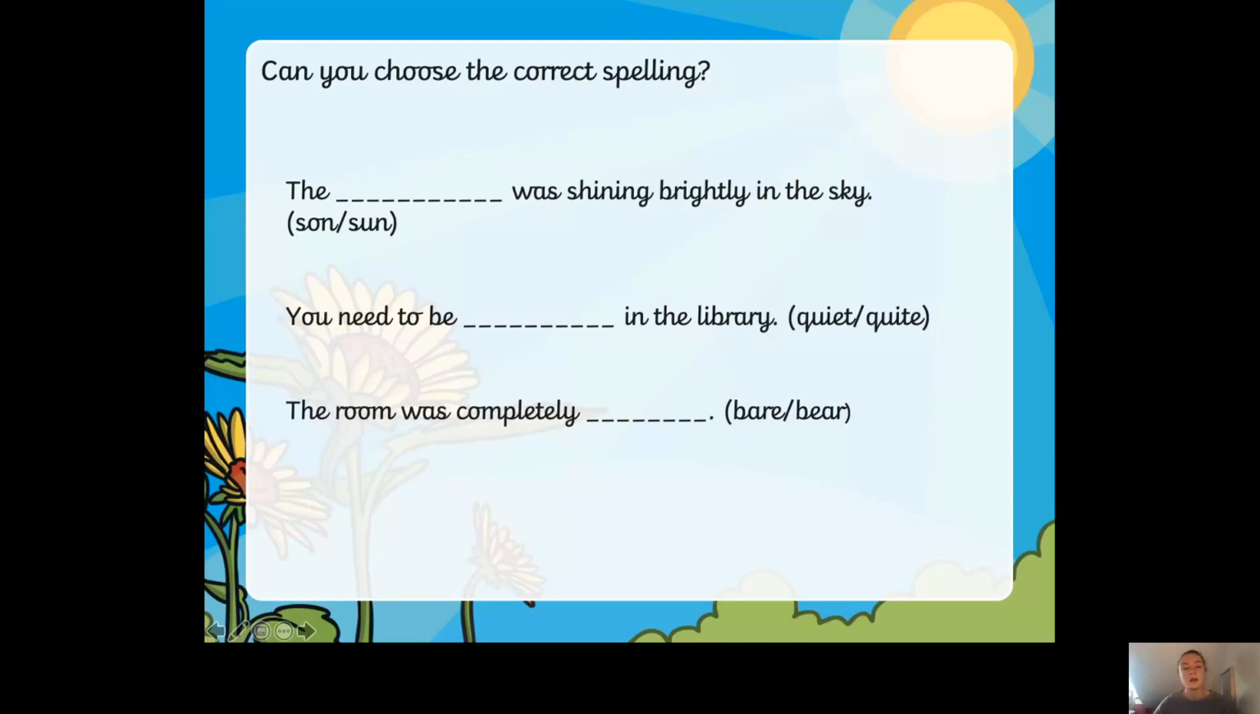Okay, so now we are going to use what we've just learned to complete this activity. We need to choose the correct spellings for these sentences. Let's have a look at the first one together. The sun was shining brightly in the sky.